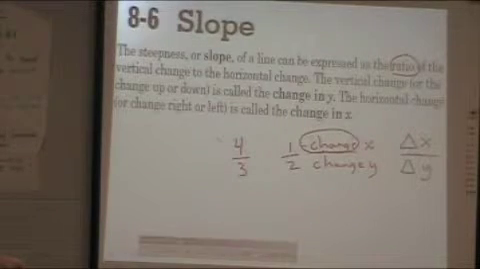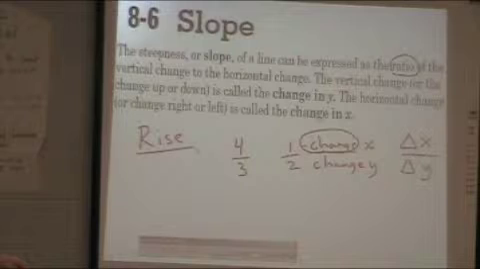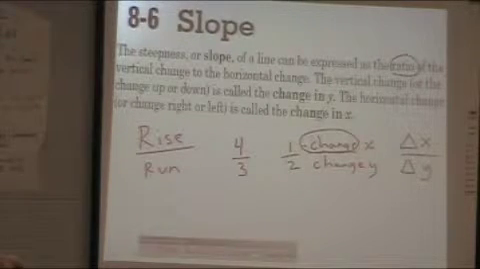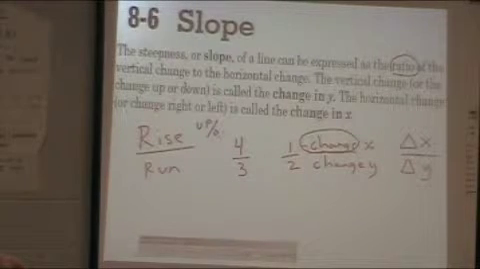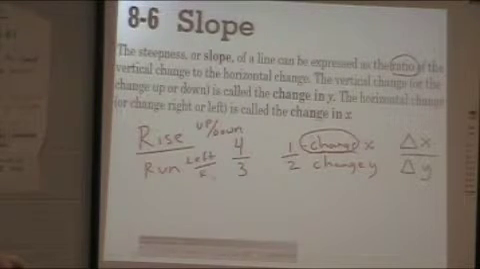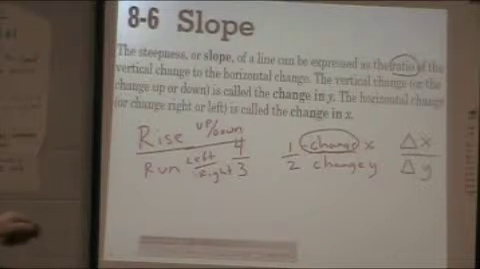Now, the common phrase you'll hear from me today, instead of change in y over change in x, is rise over run. Rise over run. Rise goes up and down. And which way do you run? You either run left or right. Okay? So your rise is going to be how far up or down you travel, and your run is going to be how far left or right you travel. And that'll make more sense in a second.